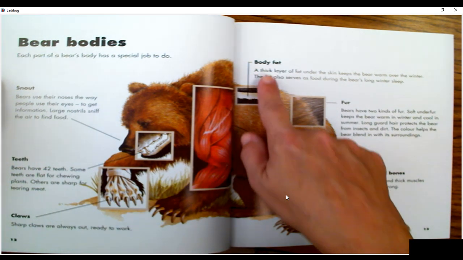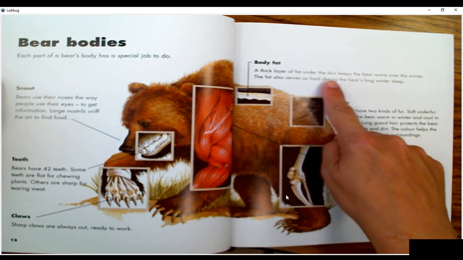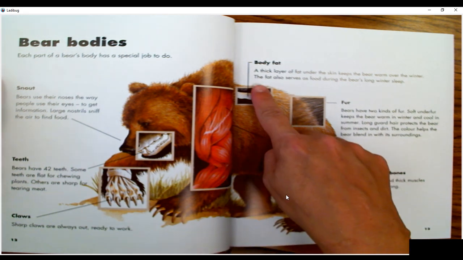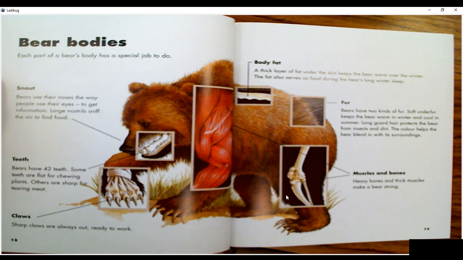Okay, body fat. A thick layer of fat under the skin helps keep the bear warm over the winter. The fat also serves as food during the bear's long winter sleep. Oh, their long winter sleep. I've learned about that before. Does anybody know what that's called when a bear sleeps all winter? If you said hibernation, you're right. So this is telling us about how the fat helps it survive during that long sleep. It's another good fact.